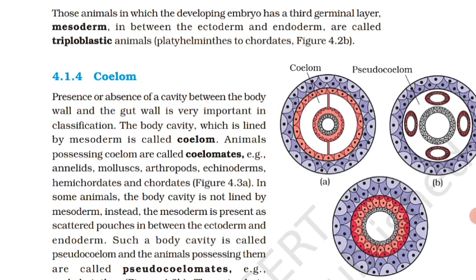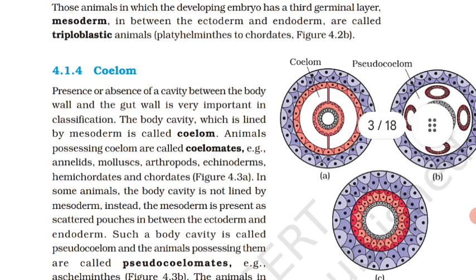Those animals in which the developing embryo has a third germinal layer, mesoderm, in between the ectoderm and endoderm, are called triploblastic. Examples of triploblastic animals are from platyhelminthes to the chordates.